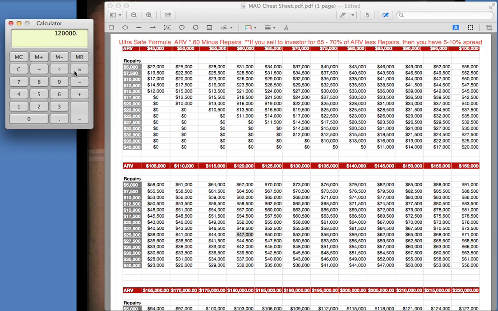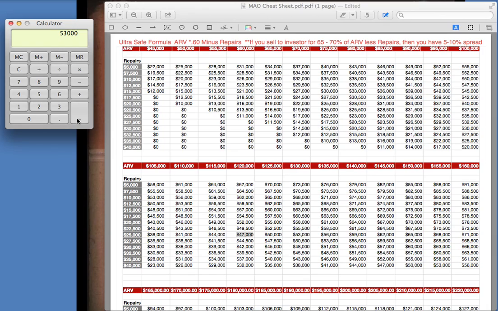That changes things a little bit, and some of them use 65% as their number over 70%. It just depends on the investor and the location and condition of the house. So if they pay ARV times 65% minus repairs, now you're looking at a $53,000 purchase price from your investor, and that leaves you only a $6,000 profit margin to work with.